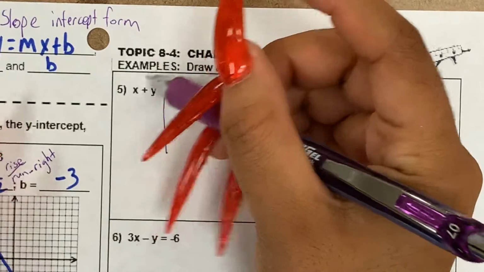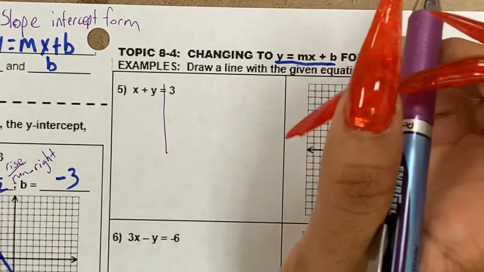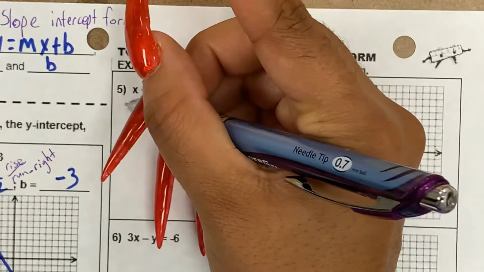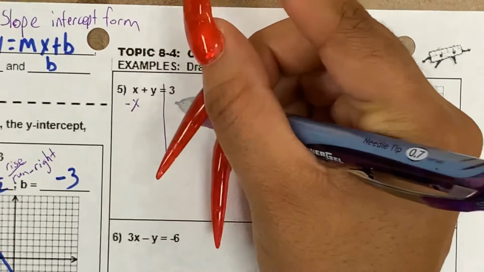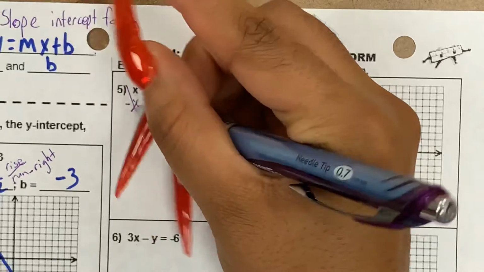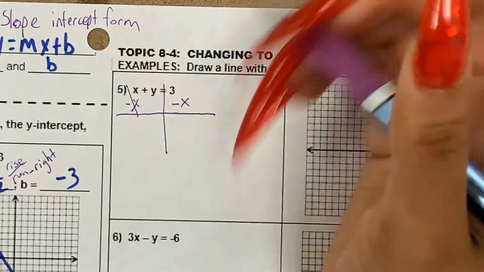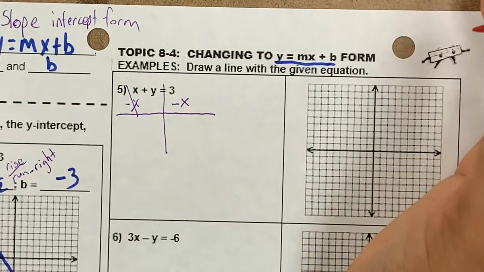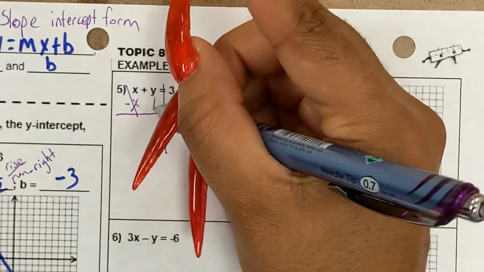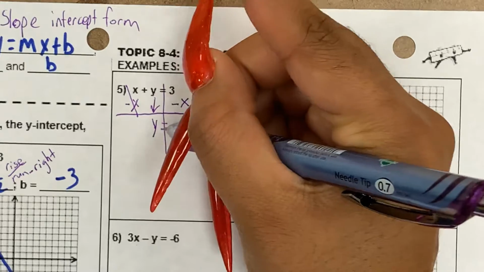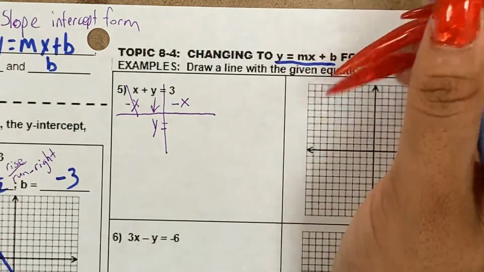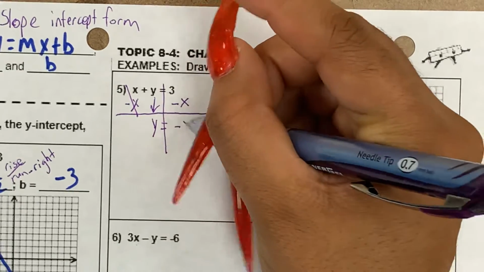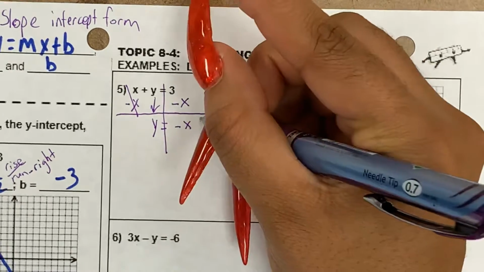How do I move a term to the other side of the equation? Well, you do the inverse. So this is a positive x, so I'm going to do negative x or minus x. Okay, x minus x cancels out. Bring down the y equals. Okay, so I'm going to bring down negative x, and this is a positive 3, so I'm going to put plus 3.